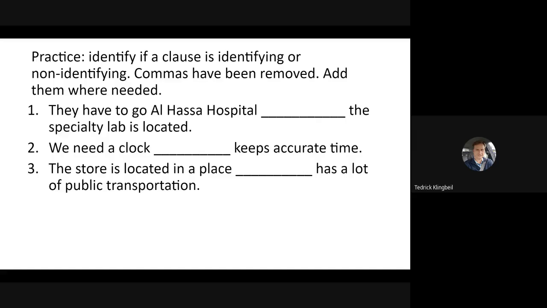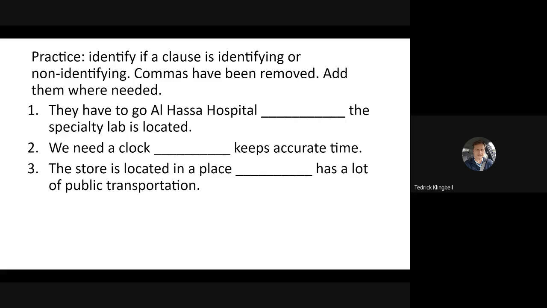So, practice. Identify if a clause is identifying or non-identifying. Commas have been removed. Add them where needed. They have to go to Al Hassa Hospital blank the specialty lab is located. Number 2, we need a clock blank keeps accurate time. And number 3, the store is located in a place blank has a lot of public transportation. Go ahead and add the commas, the clauses, and tell whether it's identifying or non-identifying. Put it on pause if need be.